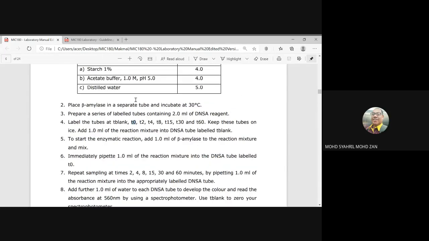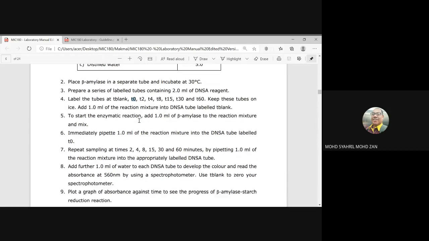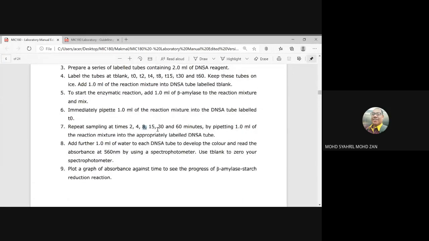The beta amylase mixture is left for 2 minutes. Again, take 1 ml of the reaction and put it inside T2. How do you get T4? Wait another 2 minutes, take 1 ml of the mixture and put it into T4. What about T8? You have to wait 4 minutes, and so on and so forth. So now how many tubes do you have? 1, 2, 3, 4, 5, 6 and 7, including blank and 0. Then put 1 ml of water in each of the DNSA tubes, the 8 tubes.